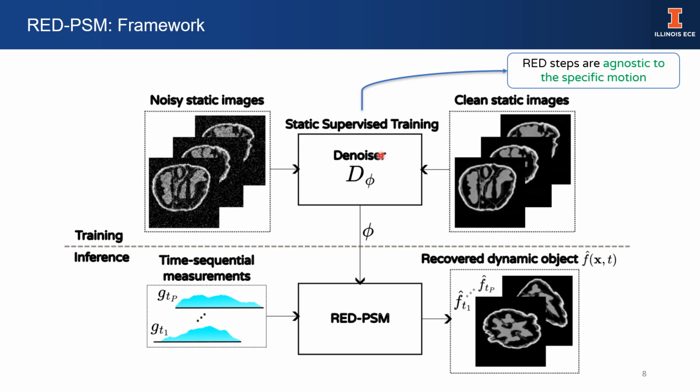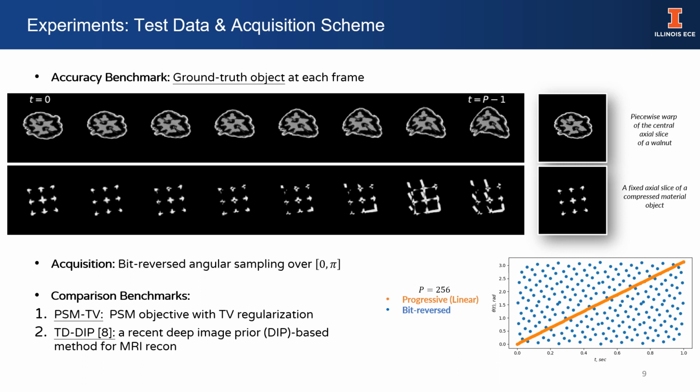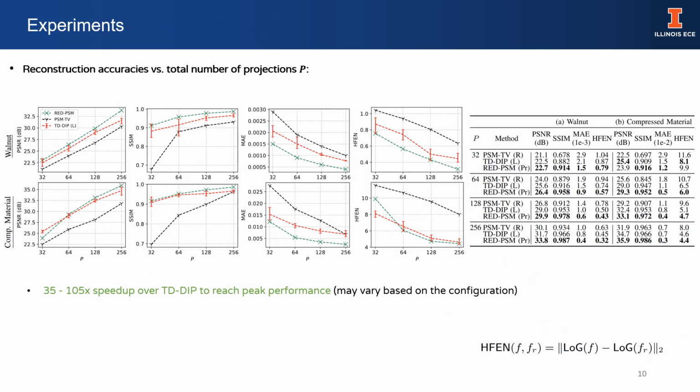Thanks to the static supervised training, RED steps are agnostic to the specific motion. The accuracy benchmark is the ground truth object at each frame, and we use bit-reversed angular sampling for all scenarios. RED-PSM is compared with the full PSM objective with total variation penalty and TD-DIP, which is a recent deep image prior based method.